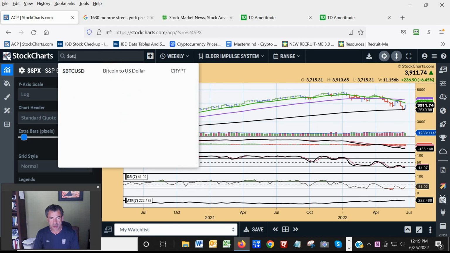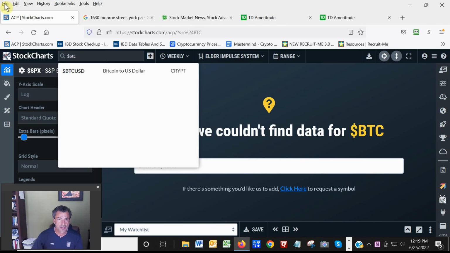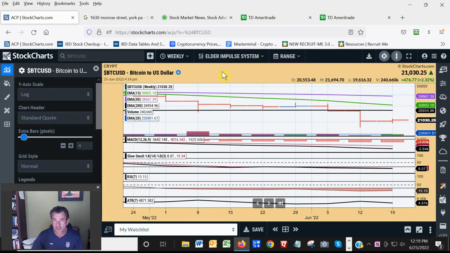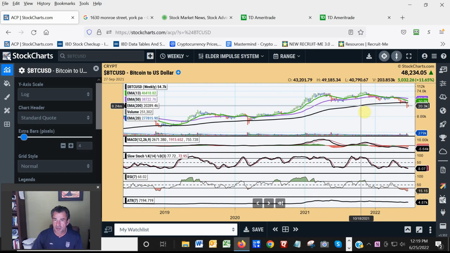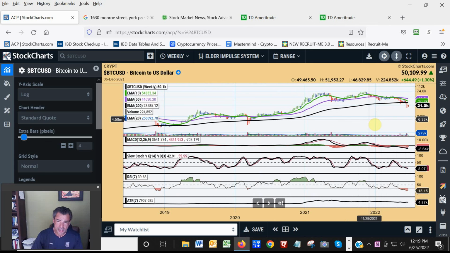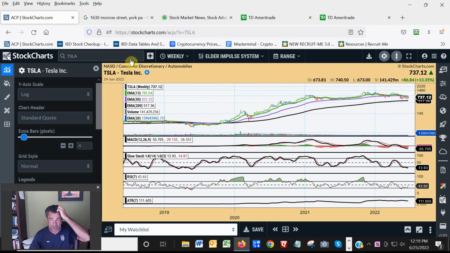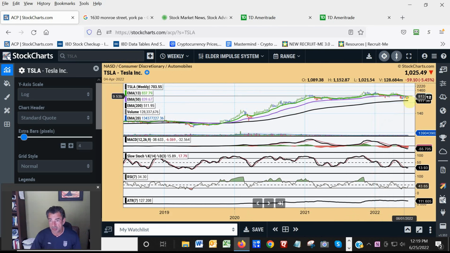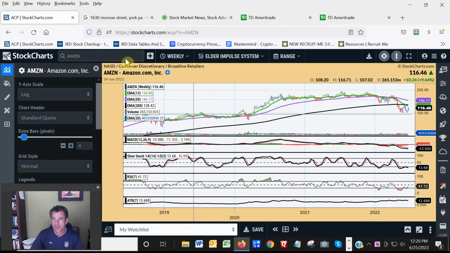But unfortunately, Bitcoin just sliced through it, didn't it? Which is not a good sign. See that? See how it did not bounce off this black line and it just sliced through? Yeah, that's not a good sign. Let's look at Tesla. Okay, see how Tesla seems to kind of have found a little support here at this 200-day moving average? Amazon sliced right through it.